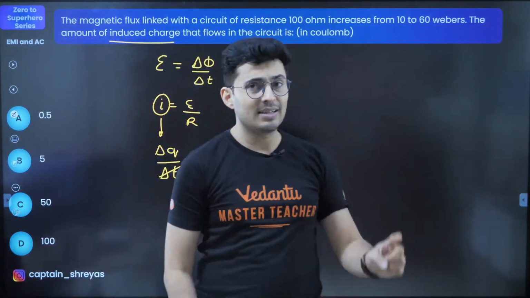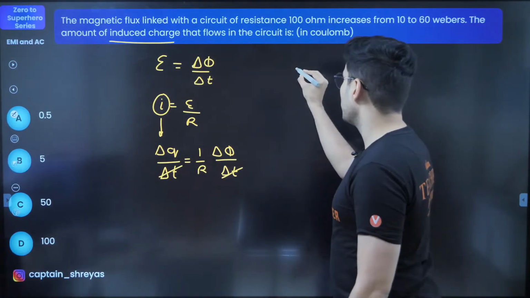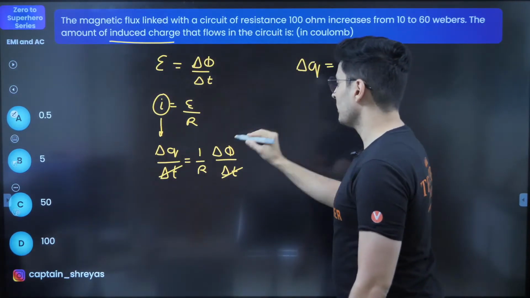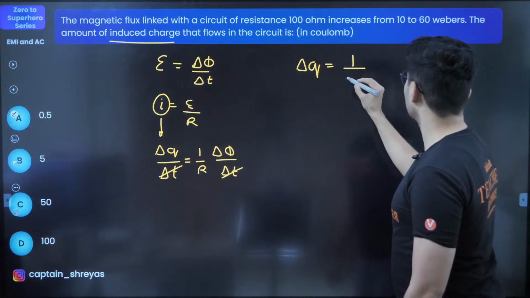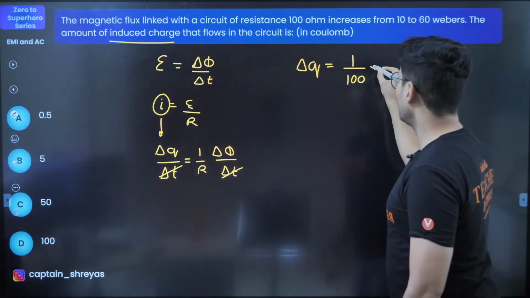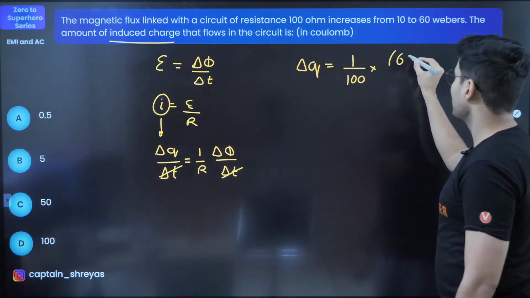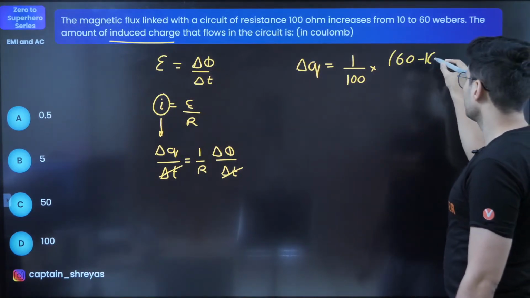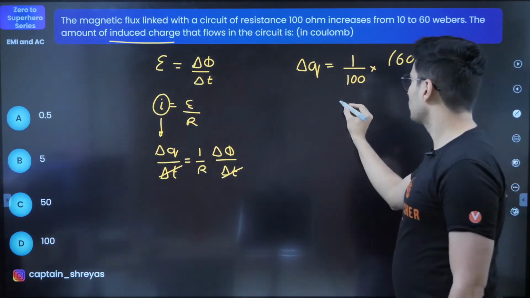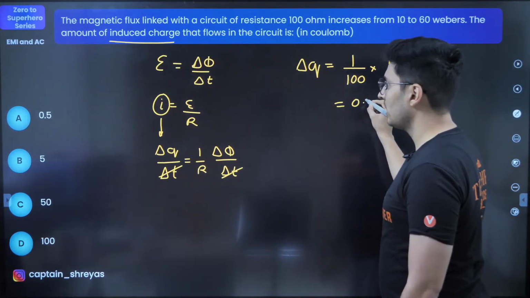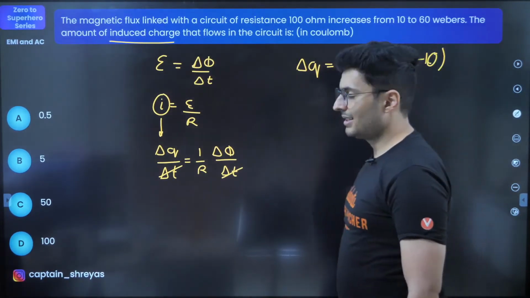So the question says find the value of induced charge. So del Q will be 1 by R, which is 1 by 100, into del phi, which means 60 minus 10. 60 minus 10, so it is nothing but 50 by 100, which is nothing but 0.5. Is that there as an option?